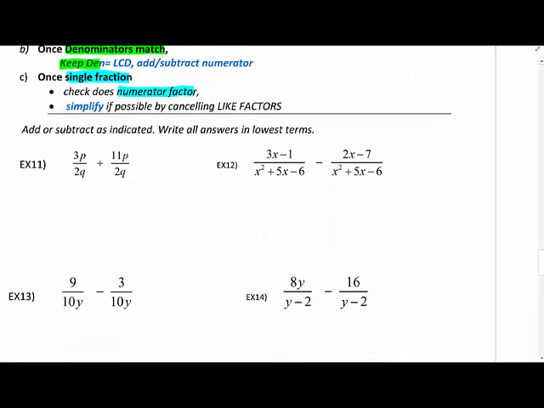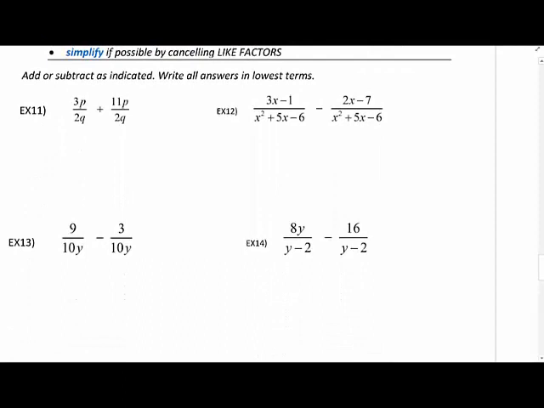So let's start with number 11 here. In this case, my LCD looks at the denominators. They already match, so my LCD here is 2q. That already is there, and I'm going to keep reminding myself that I want to keep that. So we keep that denominator. We add across the numerator. So you need to ask yourself, are there like terms to add? And in this case, there are. 3p plus 11p should give me 14p.